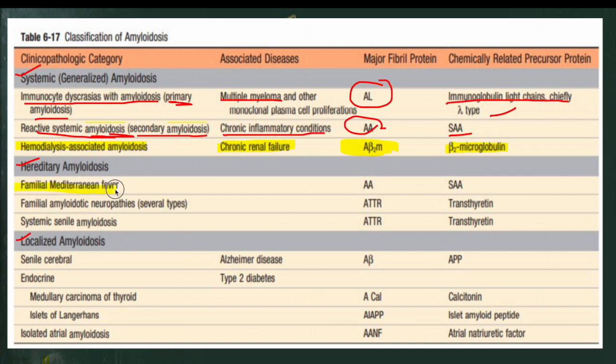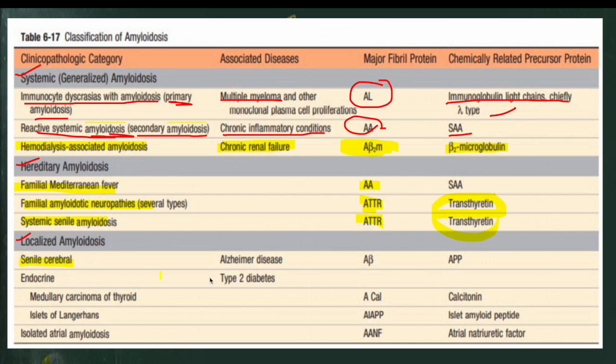The first ones are familial Mediterranean fever, familial amyloidotic neuropathies, and systemic senile amyloidosis. In this you can see the Mediterranean fever has the AA subtype, the neuropathies have ATTR, and the systemic senile is also ATTR, and the precursor of these is transthyretin. The third type is localized amyloidosis.